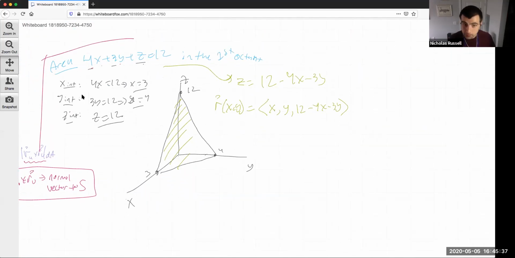Now, the important thing to remember here is what is your domain? What is your parameter domain? Your parameter domain is this domain down here, right? It's in terms of x and y. So how can I draw this? As a reminder, this is 4, and this is 3. Come down like that. And this is my area.